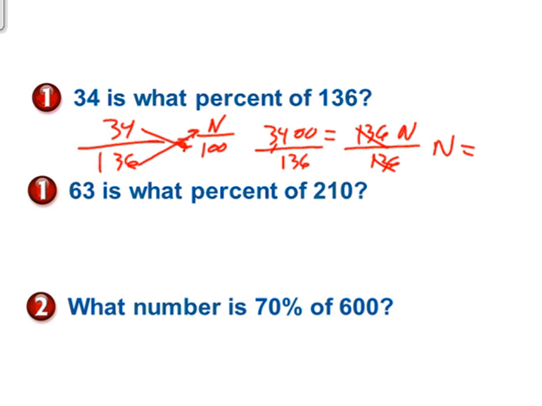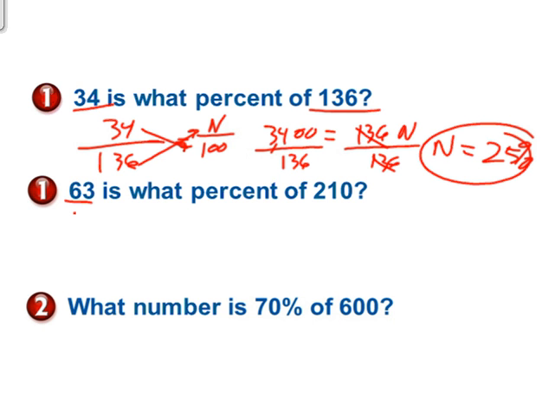And n would be equal to 3,400 divided by 136. And I'm going to turn to my calculator and do that. So it's 3,400 divided by 136, and that comes out to be 25. So 25, and this is 25%. So n is 25%. 34 is 25% of 136. Please complete this next one on your own. You can pause the video and then come back and check to see if you got it correct.